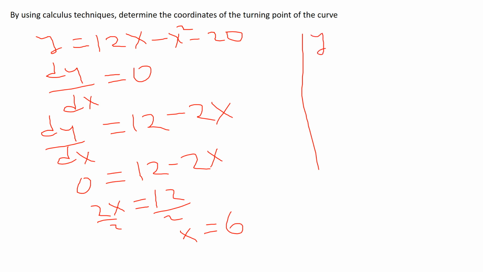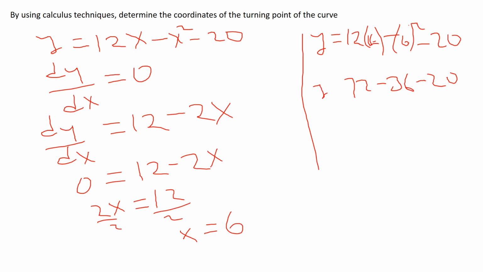So we know that y will be given by 12 multiplied by 6 then minus 6 squared, then minus 20. So when we take 12 multiplied by 6 here, we get 72, then minus 36, then minus 20. So remember this one is equivalent to y. So you realize that our value of y is equivalent to 16.